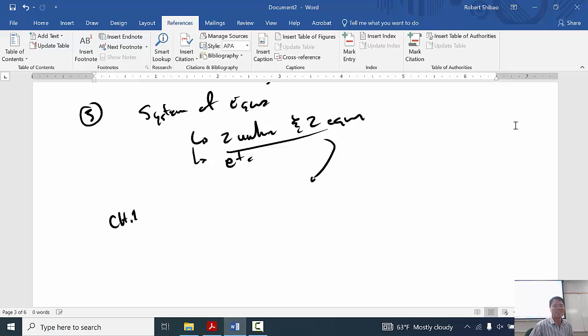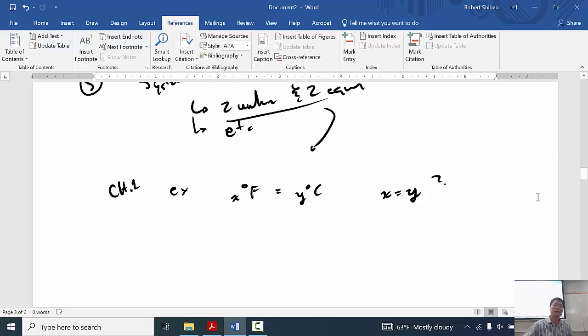From chapter 1, an example would have been this. At what temperature in Fahrenheit will we get the same temperature in Celsius? That is, at what X temperature in Fahrenheit will we get the same temperature Y in Celsius? In other words, at what temperature does X equal Y? Do you know already what it is? Is there a temperature in Fahrenheit that it would be the same in Celsius? Yeah. So that would be an example of it.